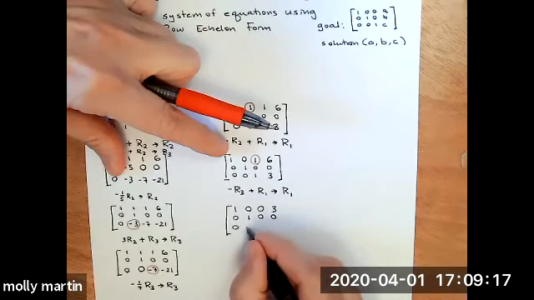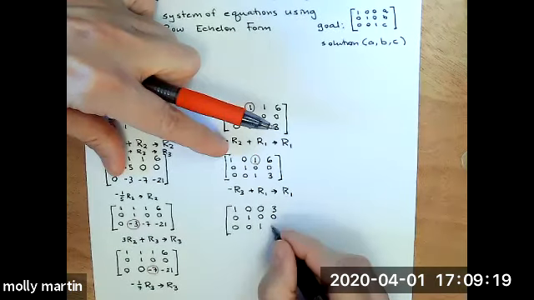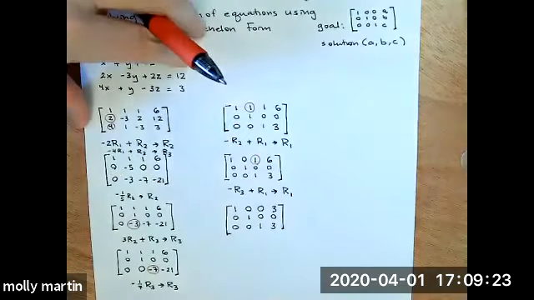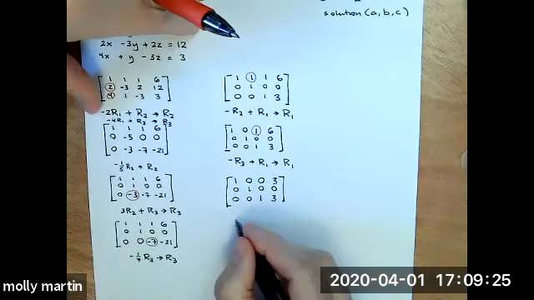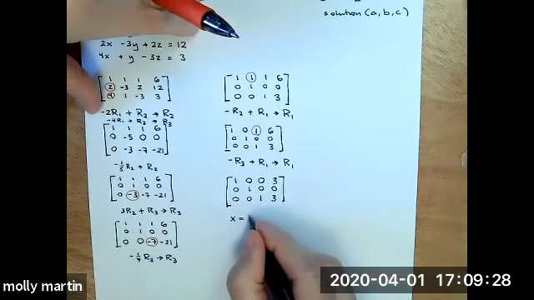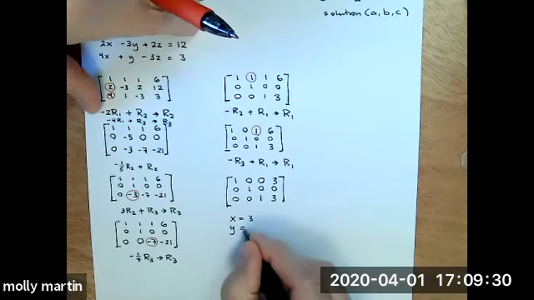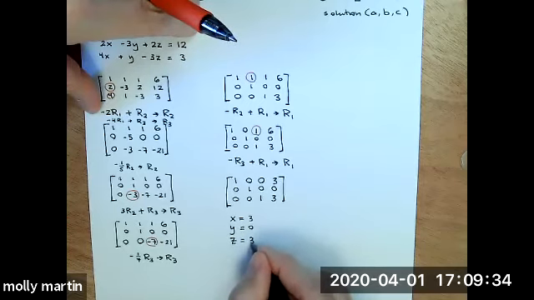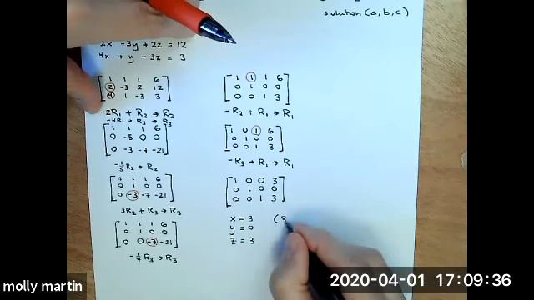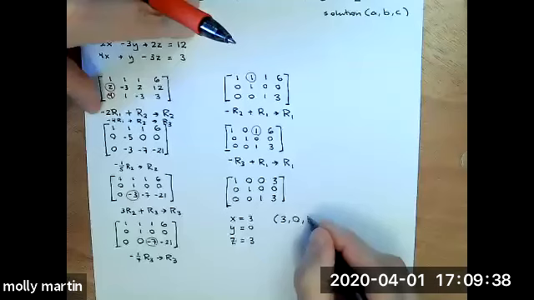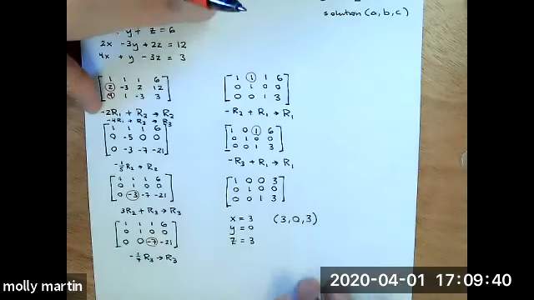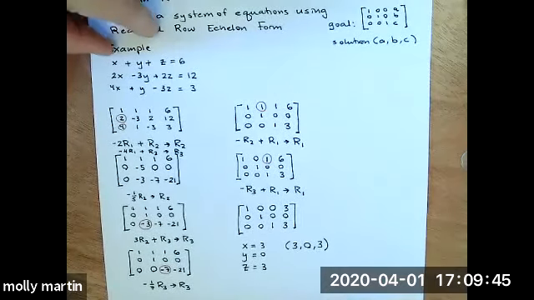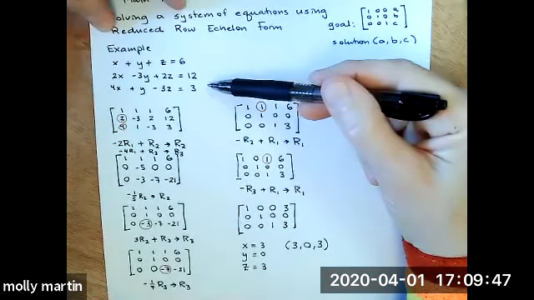And now we have reduced row echelon form. So our solution is x equals 3, y equals 0, z equals 3, or you can write it as an ordered triple. And you can check it by plugging it into your original equation.